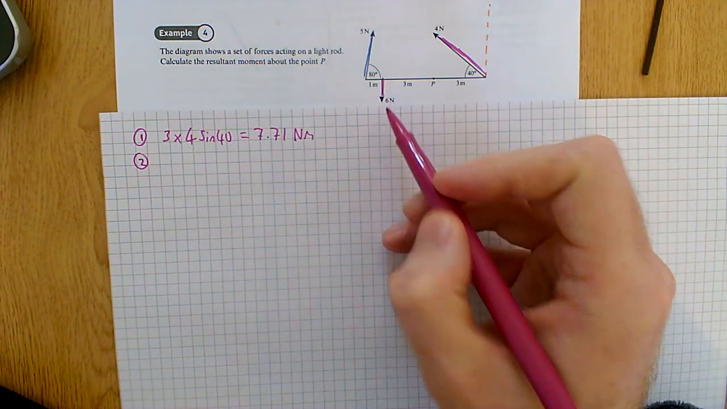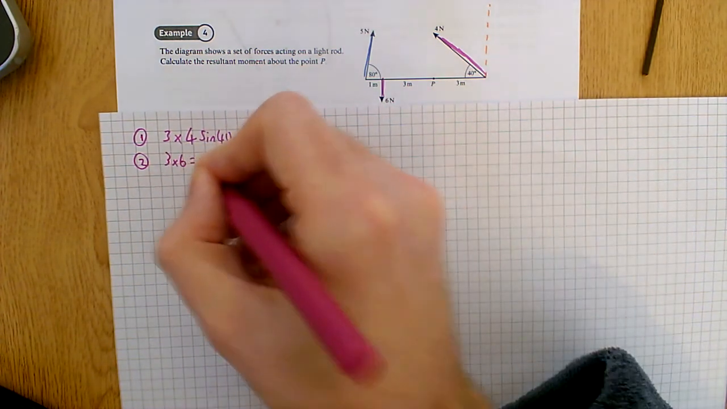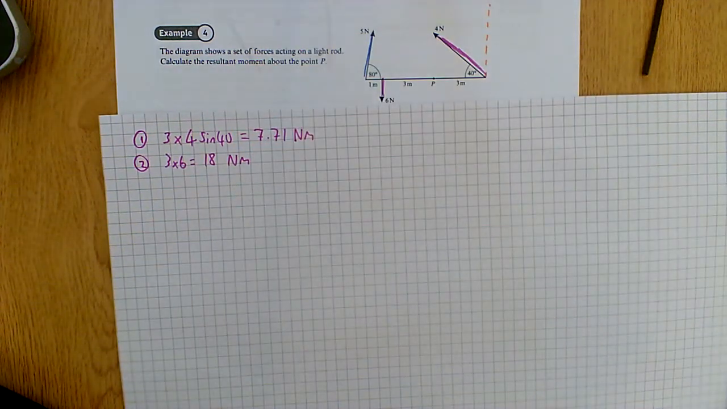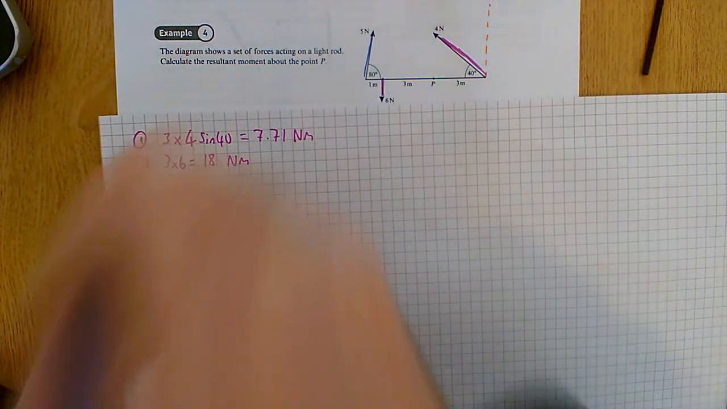The second one, luckily, is perpendicular. This is 3 times 6. So this is 18 Newton meters. Then we go to the blue one.